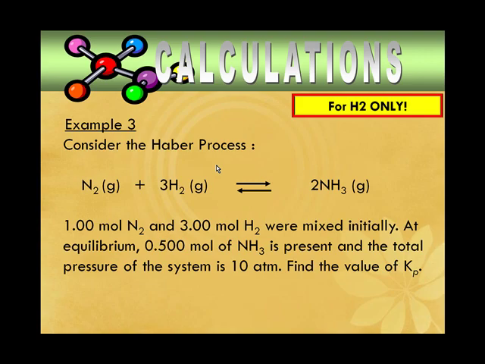Example 3, let us consider the Haber process. Nitrogen reacting with hydrogen to give you ammonia gas. Initially, we have 1 mole of nitrogen gas and 3 moles of hydrogen gas. At equilibrium, we have 0.500 moles of ammonia gas present. And the total pressure of the system is 10 atmospheric pressure. Now you are to find the value of Kp.